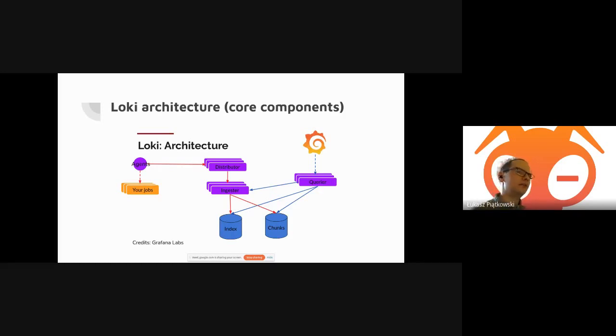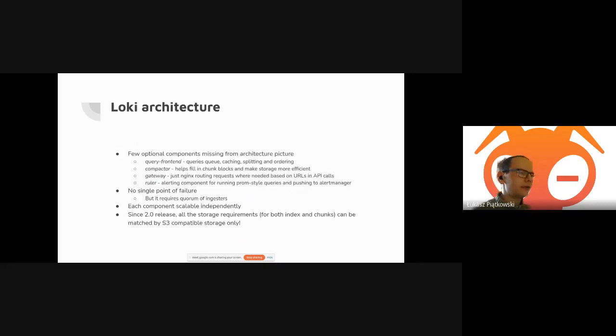Additionally, they might need to consult ingesters for data that is in flight, so that is already accepted by ingesters, but not really yet stored in index and chunk store. This is more like a detail just to explain what this other arrow is doing over here.